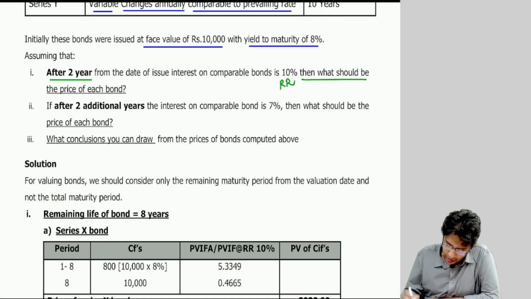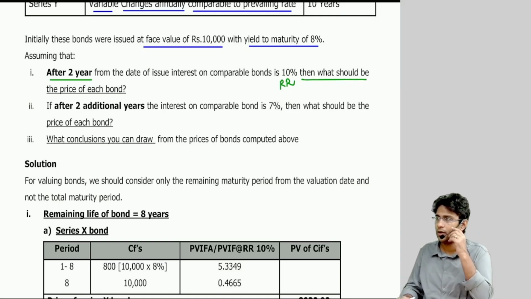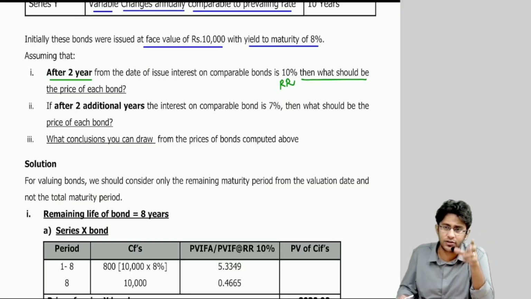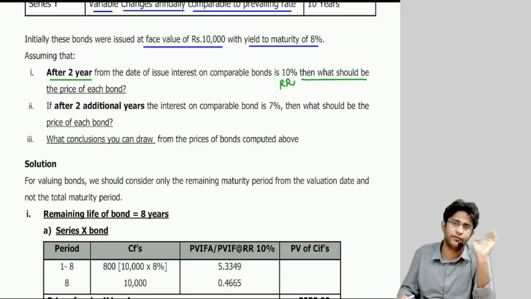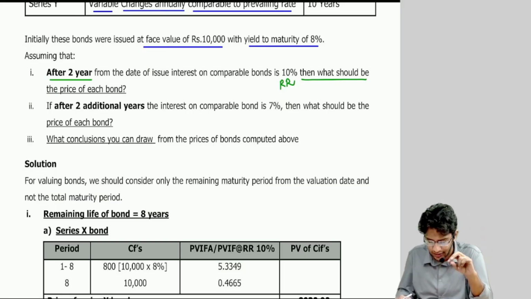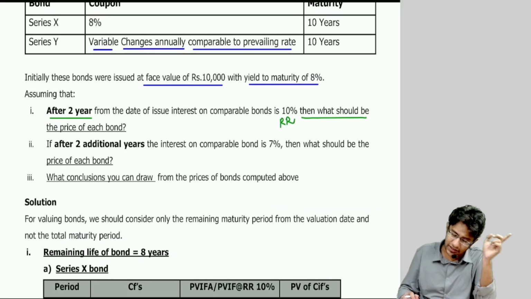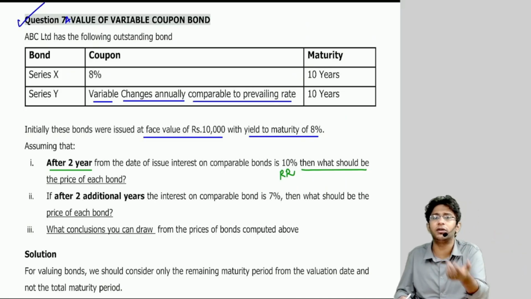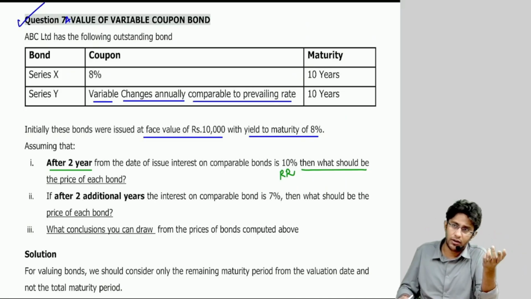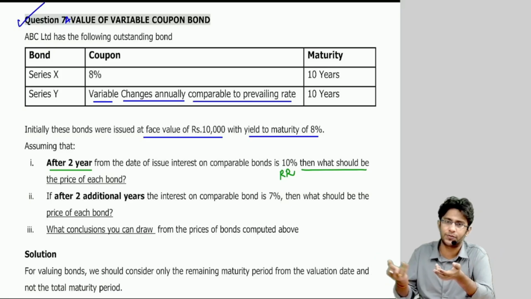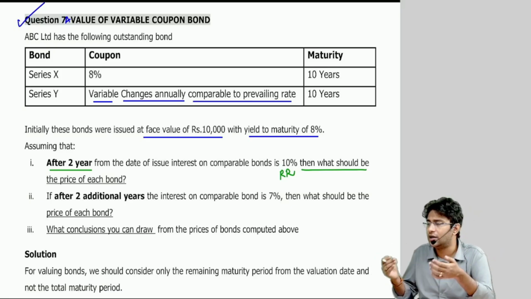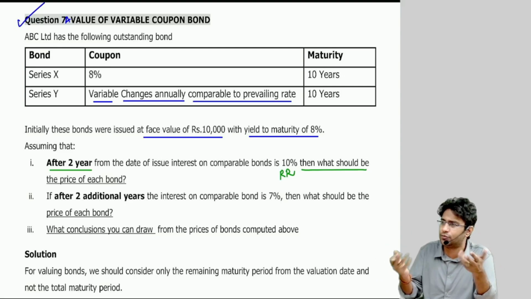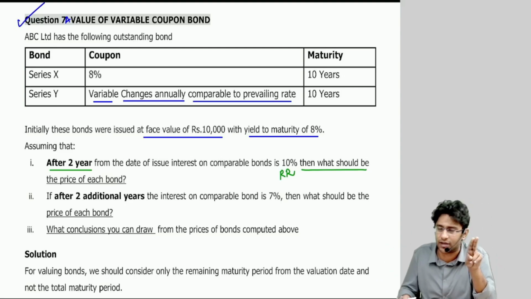Then what should be the price of each bond? So he's asking, I issued a bond with 10-year maturity. Out of 10 years, 2 years is over. Today, what is the price of the bond, assuming that today's required return is 10% in the market? First day required return was 8%. But in a span of 2 years, required return changed. Why did it change? Either the company became riskier, therefore the investor is expecting a higher return, or risk-free rates in the market have gone up and therefore the investor is expecting a higher return. For what reason it increased, we do not know, but these are the only two possible reasons.